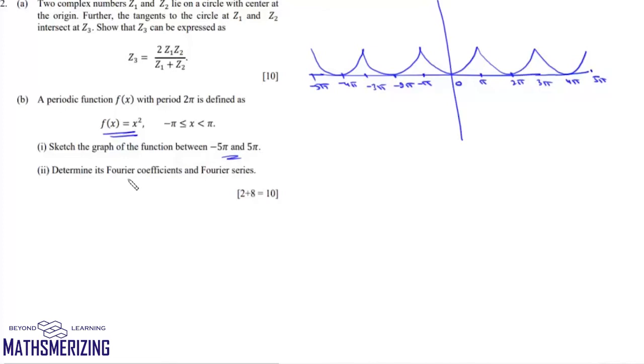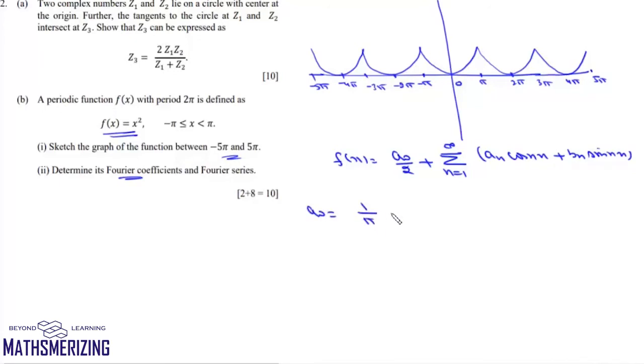We need to determine its Fourier coefficient and Fourier series. Now we know that Fourier series is given by f(x) equals a0 by 2 plus this summation n varies from 1 to infinite an cos nx plus bn sin nx, where a0 is 1 upon pi and this integral from minus pi to pi f(x) dx.